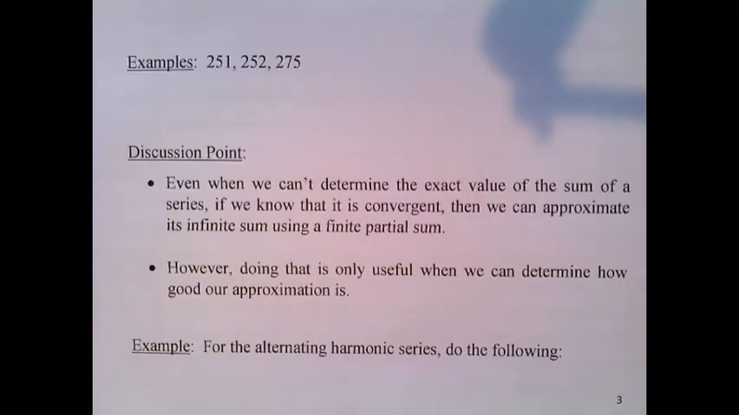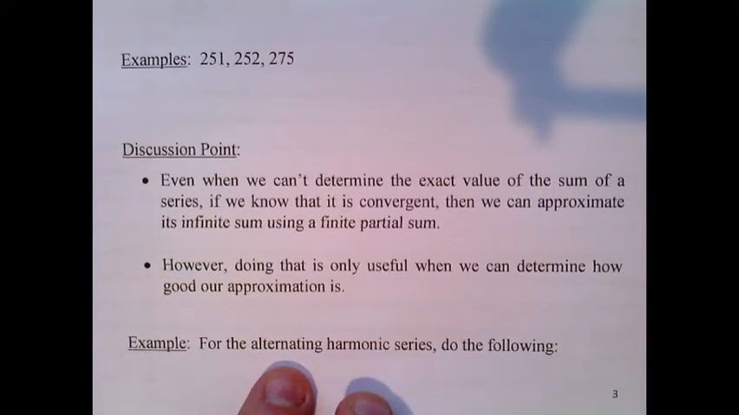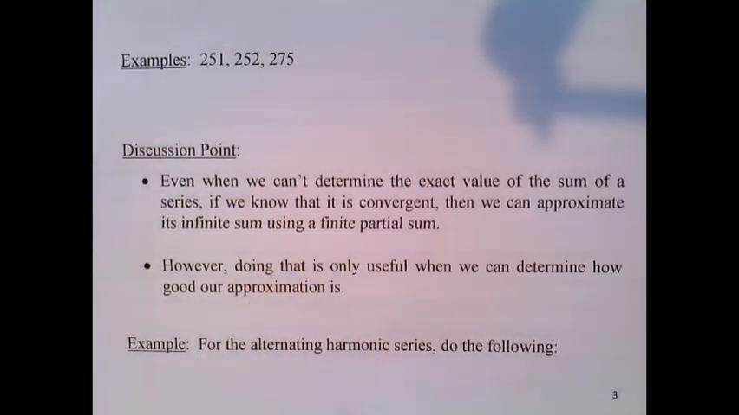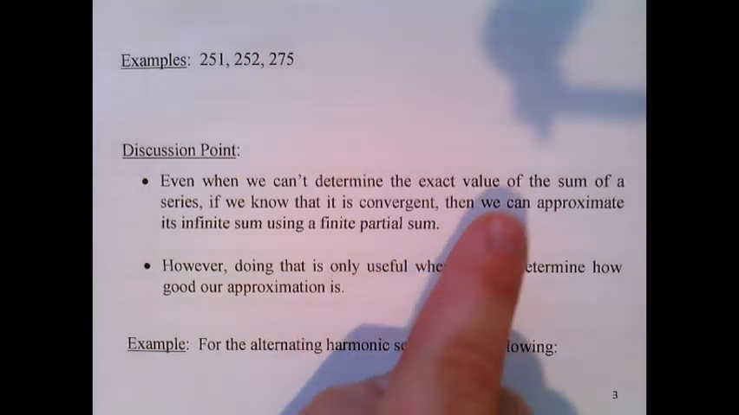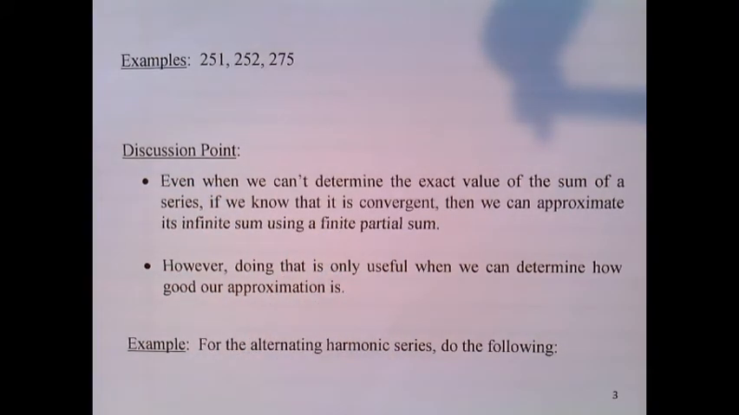Alright, we're on the home stretch for section 5.5, but we've got one more thing to discuss, and this is really kind of closing the loop from something we brought up at the beginning of this section. It's the notion that often we can show that a series is convergent, but we can't figure out exactly what its sum is. But that still has value, because if we know it's convergent, then we can approximate its infinite sum using a partial sum.